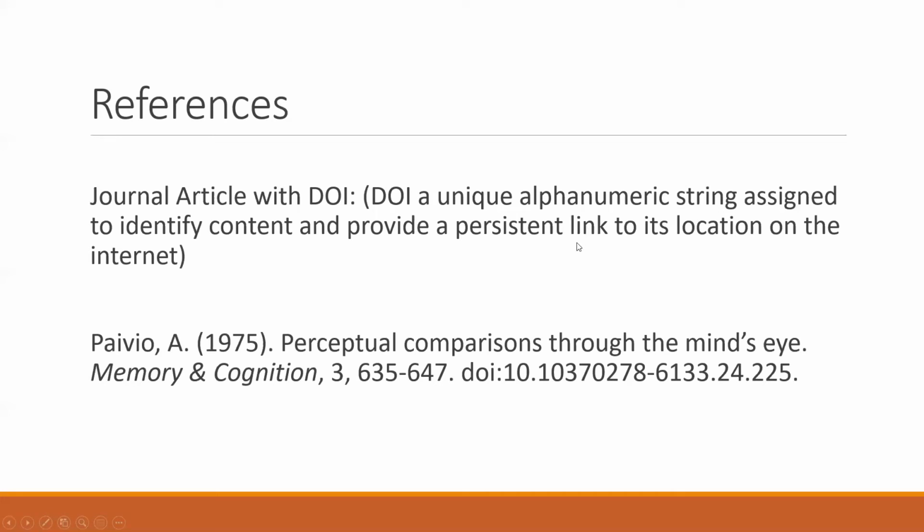A DOI is a unique set of alphanumeric strings assigned to identify the content and provide a persistent link to its location on the internet. These values are associated with the journal, in this case, Memory and Cognition. It usually has an issue number nested in there, a page number, and publication year information nested within this very scary looking number.